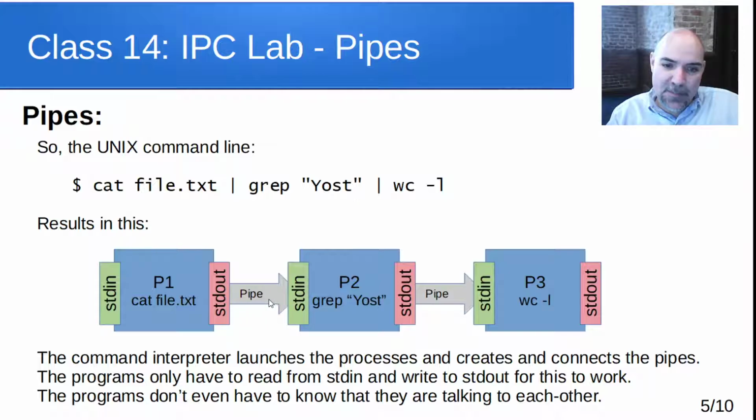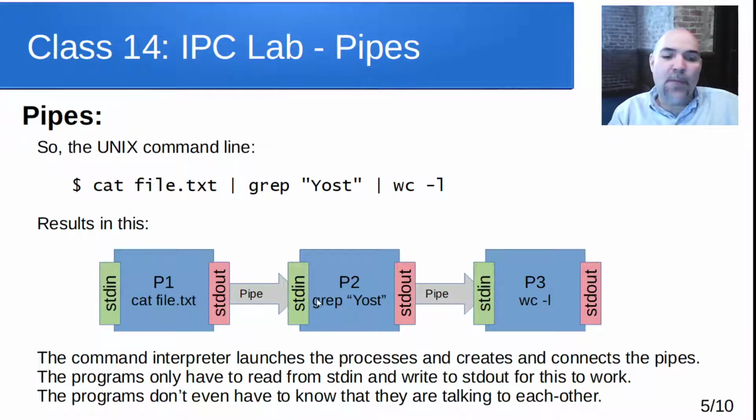Standard in of the next comes from the read end of that pipe. Standard out of this one goes to the second pipe. Standard in of that one comes from the read end of that pipe. And so when we run that command line, 3 processes get launched. They all communicate with each other, passing data from one to the next, and this one, its output goes to standard out.